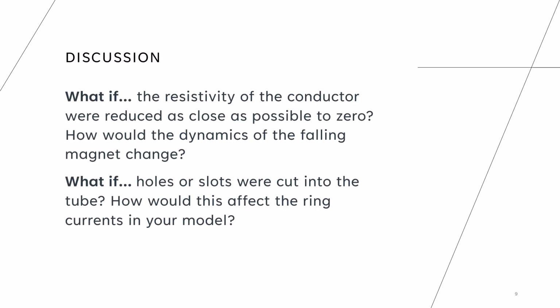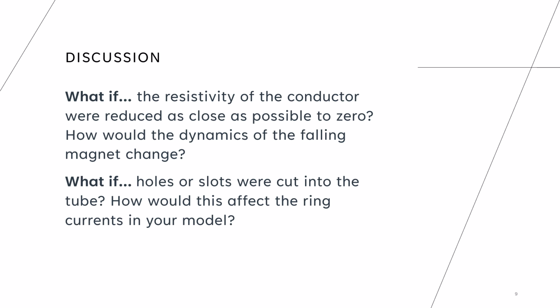Finally, for the discussion: what if the resistivity of the conductor were reduced as close as possible to 0? Since V equals IR, if R is going to 0, the current will reach a maximum, and a higher induced current is going to mean that the magnet falls slower.